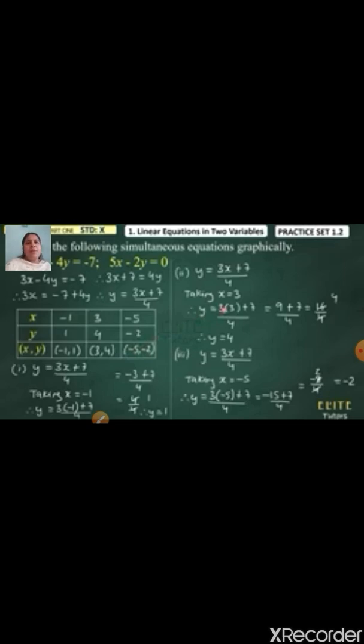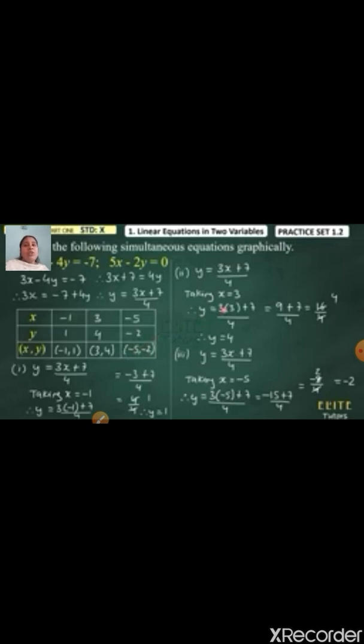I am not saying plotting it on the graph is wrong, but it might be difficult to get the correct point of intersection. So look at the table. I have already solved and kept it for you. I will explain it. The first equation, 3x minus 4y is equal to minus 7, when I express in terms of y, becomes y is equal to (3x plus 7) upon 4. As you can see, we have 4 in the denominator.